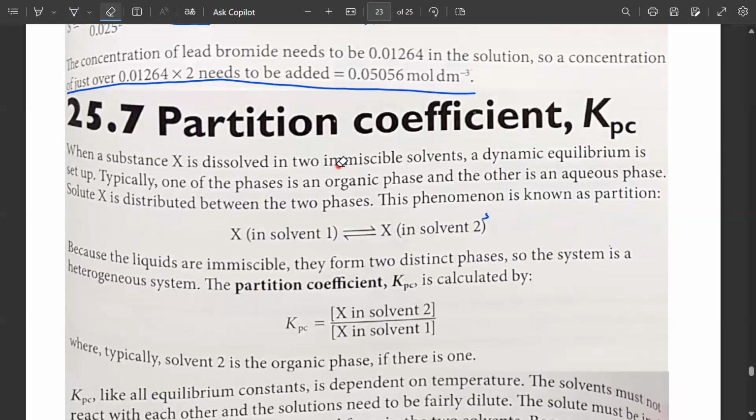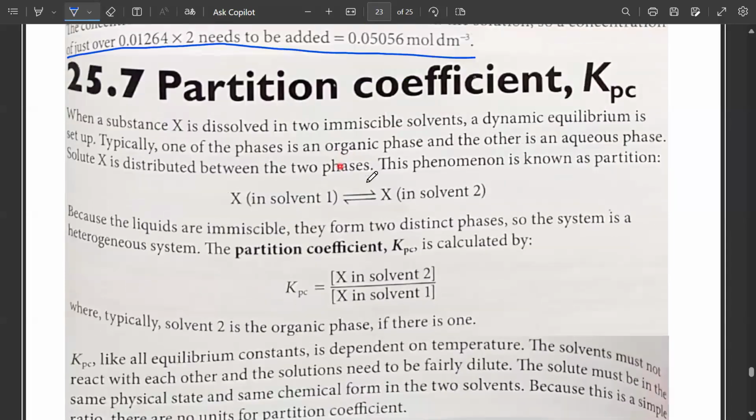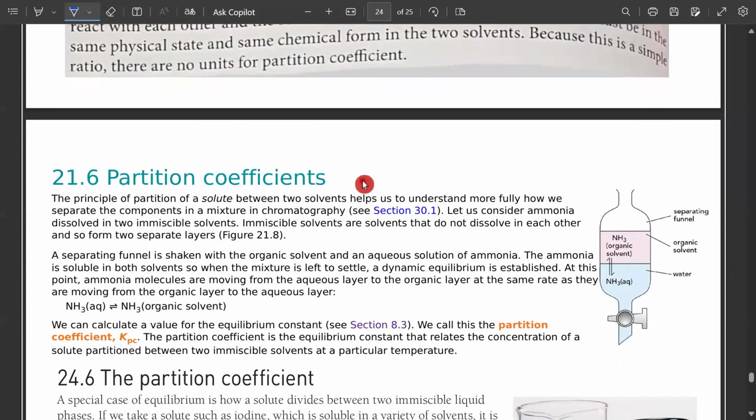So what partition coefficient says, it is again an equilibrium state, and this equilibrium state says that if we have such a solute which can be dissolved in solvent 1 as well as solvent 2, but the two solvents are not soluble into each other, then what will happen? You will find two separate layers. We have a separate layer for one solvent and a separate layer of the other solvent, and the solute is already dissolved in both the solvents. It is dissolved in the upper layer, it is dissolved in the lower layer.